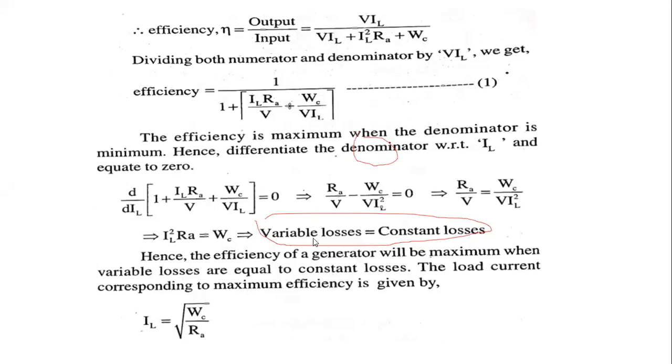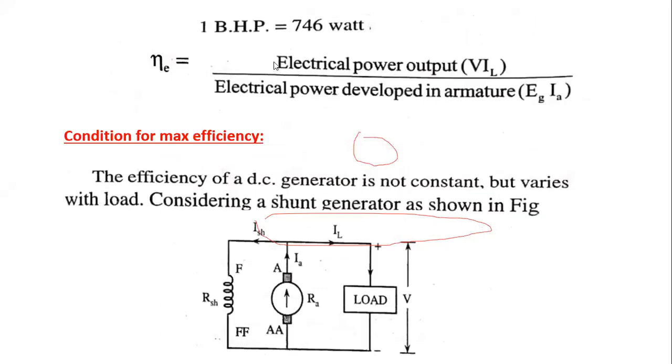This is the condition for the maximum efficiency, that means the variable losses are equal to the constant losses, and this is the formula for the efficiency. In the next class, we will discuss problems on efficiency and losses. Those will be solved in the next class.